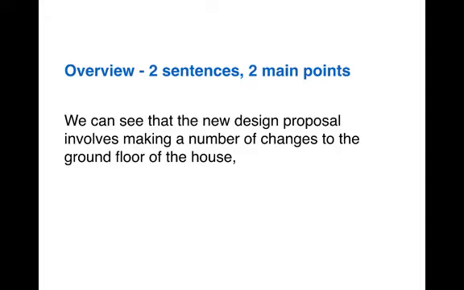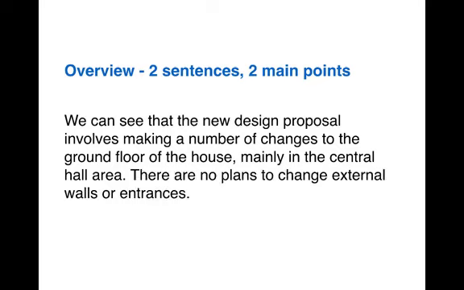First sentence. We can see that the new design proposal involves making a number of changes to the ground floor of the house, mainly in the central hall area. So that's the point about the main change in the hall. Then, the things that don't change. There are no plans to change external walls or entrances. And that's my overview finished.